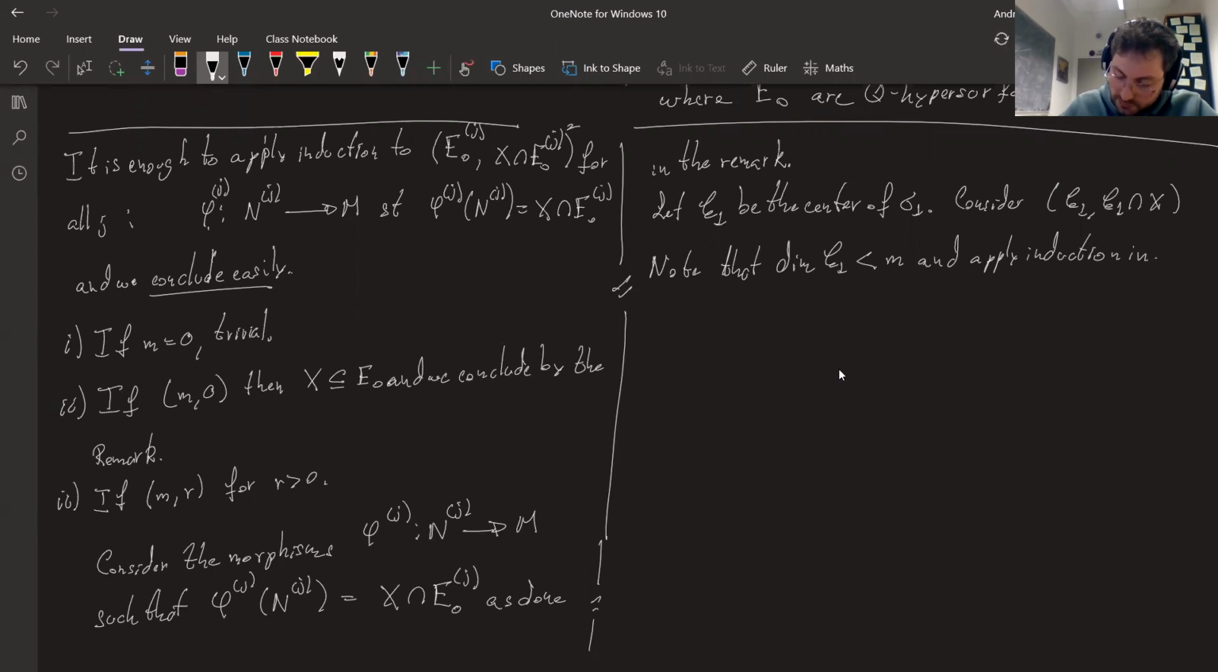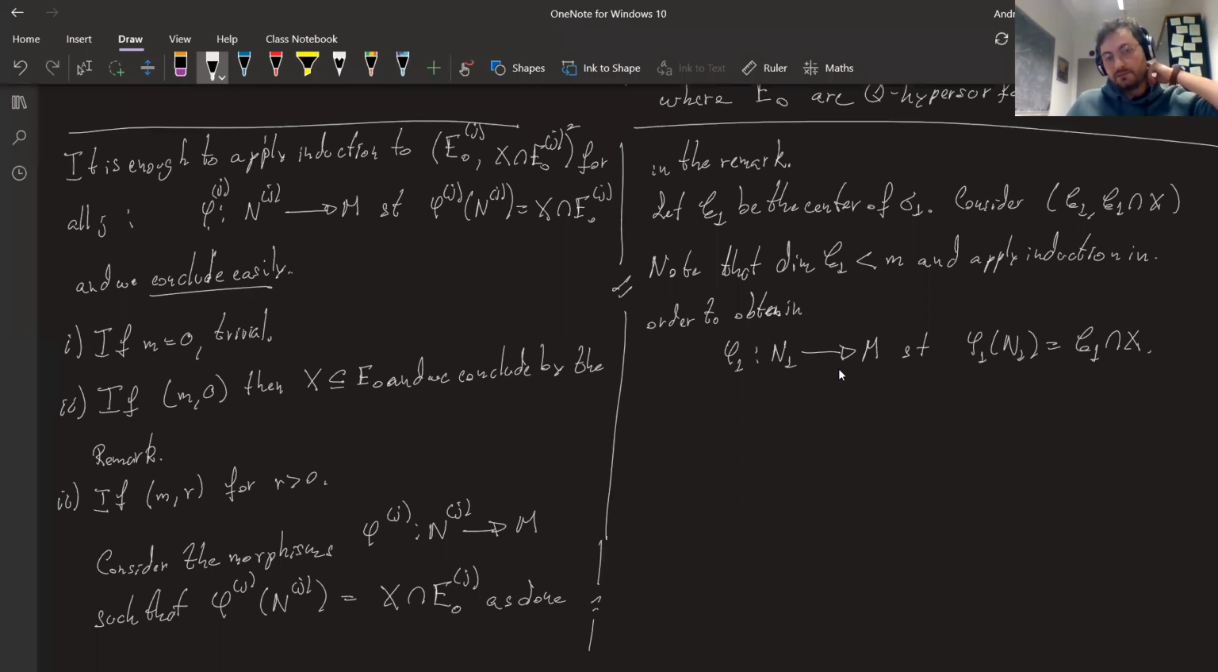In order to obtain a morphism phi1 from N1, which satisfies all the properties that we want: it's semi-proper, it's generically immersive, all the properties that we want, into N. And moreover, this is equal to C1 intersect X, which is again connected. And now we have to cover the other part of X.